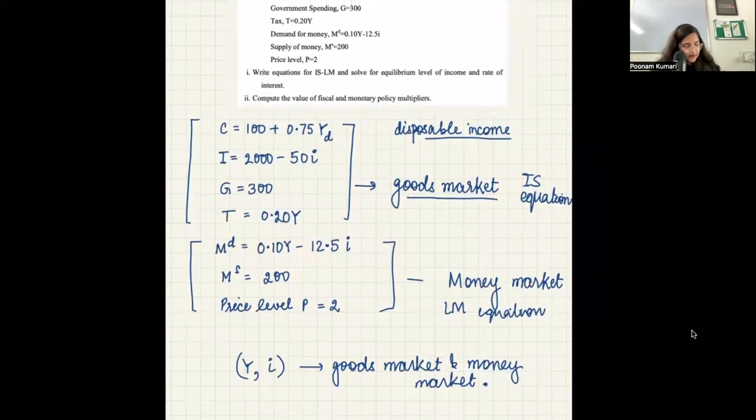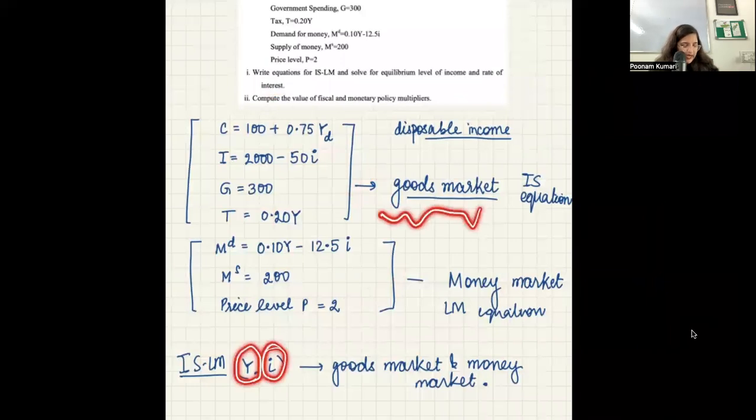Okay, so ये हमसे पूछा गया है कि ISLM equation निकालनी है पहले तो, equilibrium here and then equilibrium here, and then you have to find the equilibrium level of income and rate of interest. That means find the level of Y and I such that both this and this, they are in equilibrium. ठीक है, this is what you have to figure out.